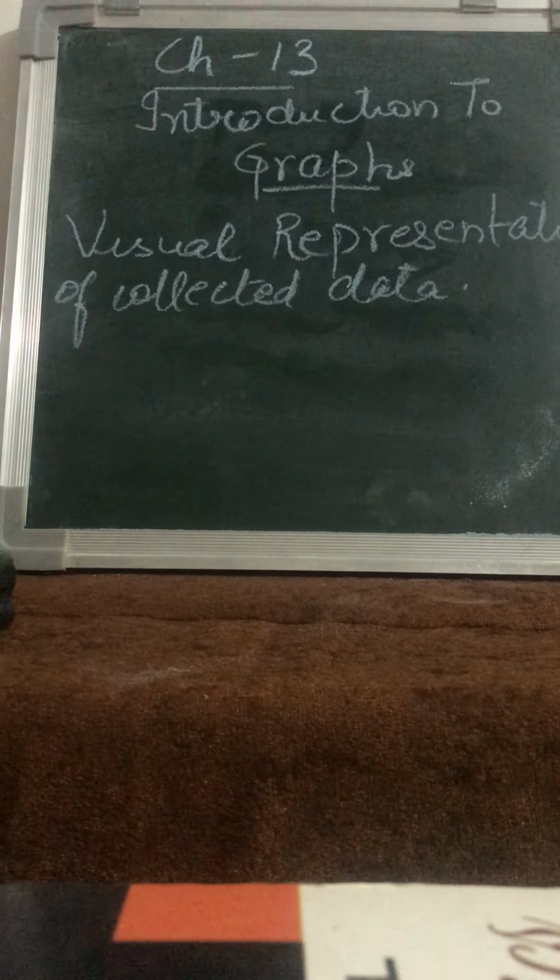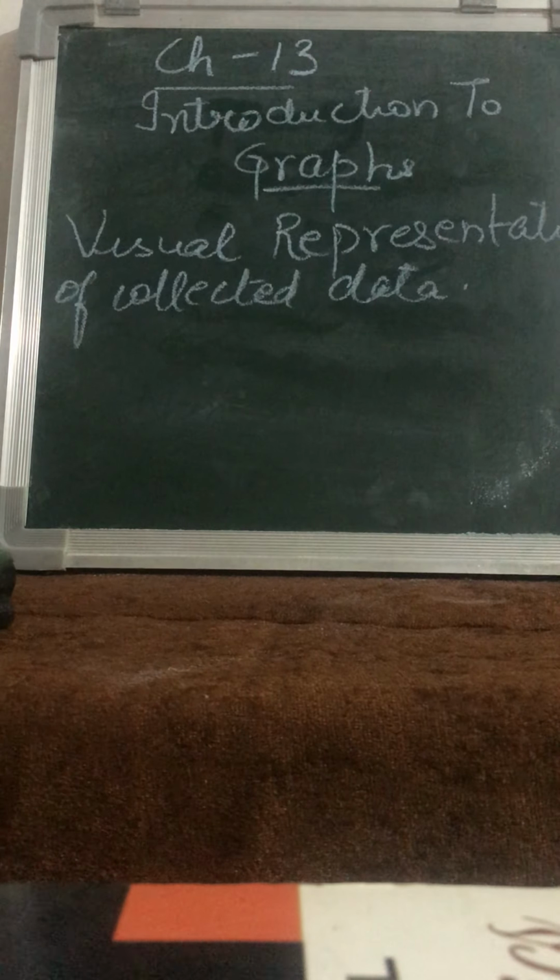So children, in this chapter particularly, we will be dealing with linear graphs. Up till now, children, you have done bar graphs, right? And you have done histograms. Bar graphs you have done in class 6, I think, and histograms you have done in class 7. Also, children, you have done pictographs when you were in class 5, right? So now we will be doing linear graphs.